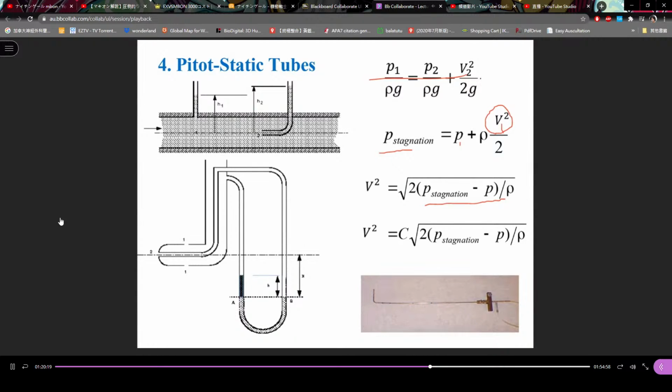Stagnation pressure is higher. You see, we can measure stagnation pressure here. This stagnation pressure goes this way, and then pushes this mercury column upwards because the pressure here is higher. Why? Because of the kinetic energy. Just water flows and suddenly stops there. So we can use this.